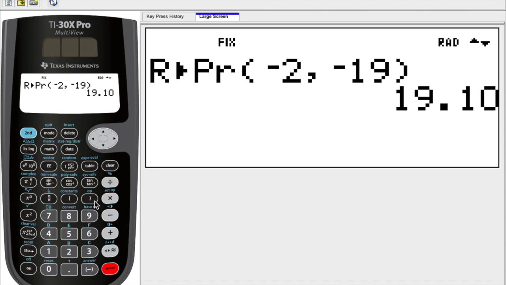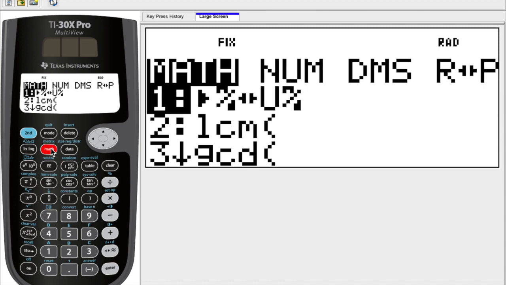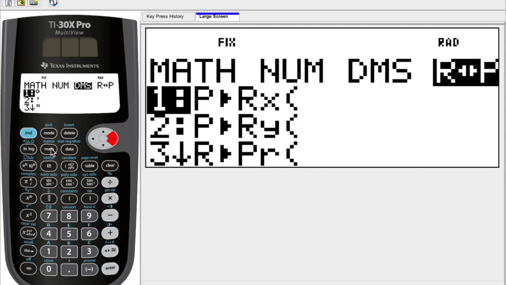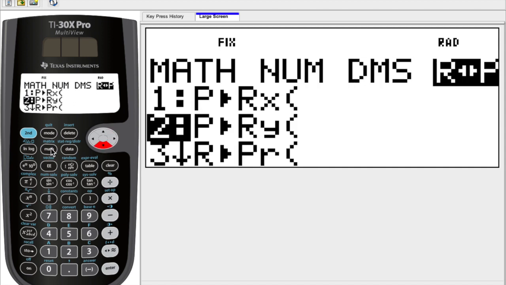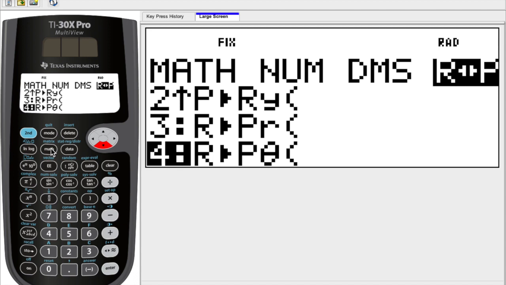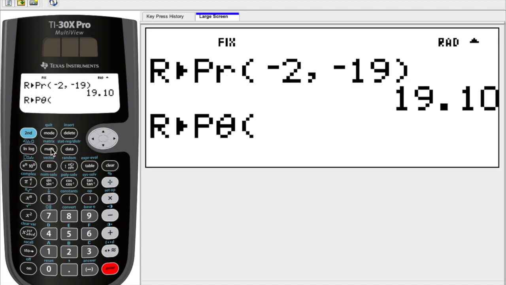Now we need to go find the angle, but we're given the parameters that it has to be from 0 to 2 pi. So we'll take a look at that. Here we want to go from my rectangular coordinates and get my angle. -2 and -19.